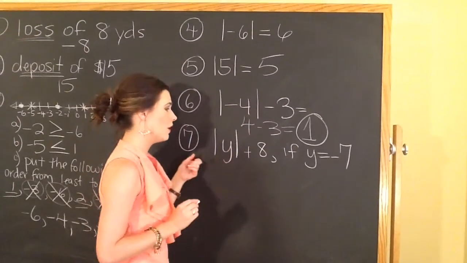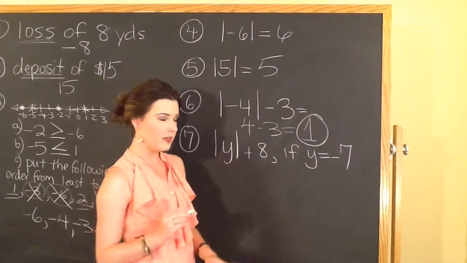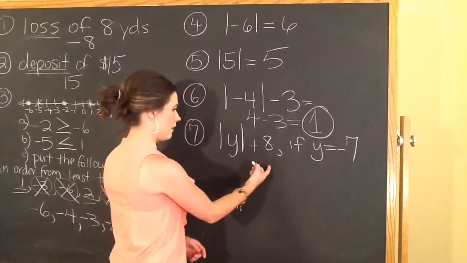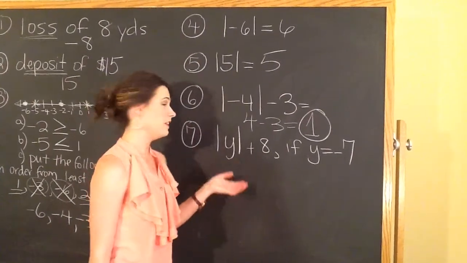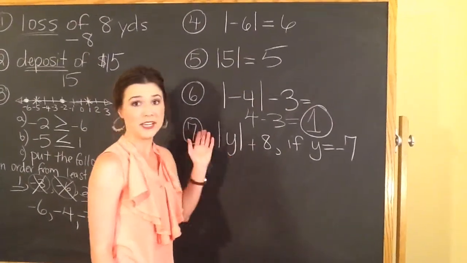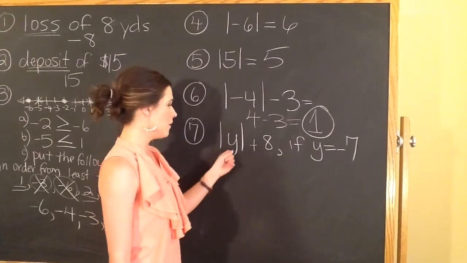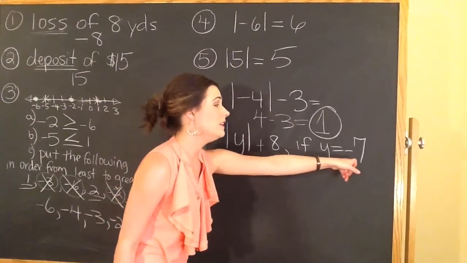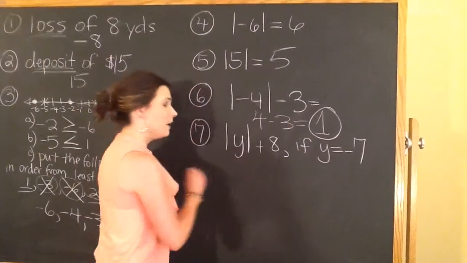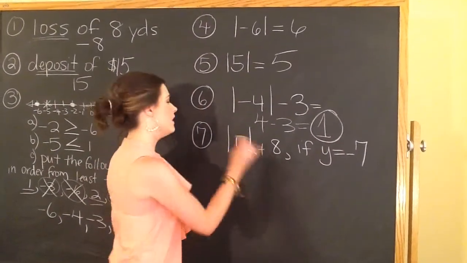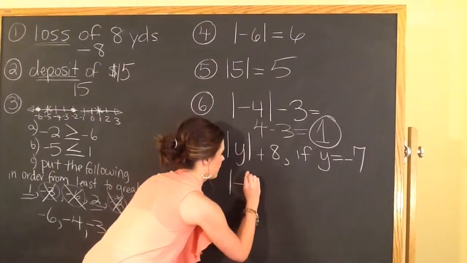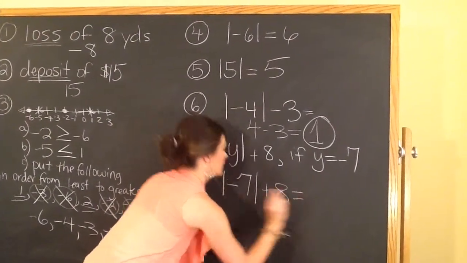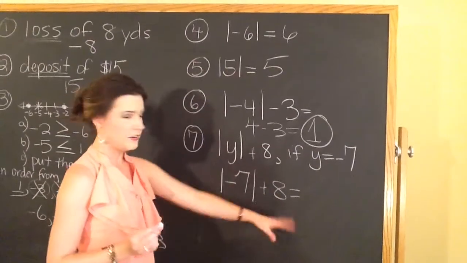Let's try one more. This one has a variable, so it's a little bit different. Okay, so it says the absolute value of y plus 8. So the first step I need to do is figure out what y is because we can't do anything until we know what y is. So I'm going to go ahead and I look over here and I have extra information. So y is equal to negative 7. So I'm going to first put negative 7 in for y. Equals. So now we can solve it now that we don't have variables anymore.